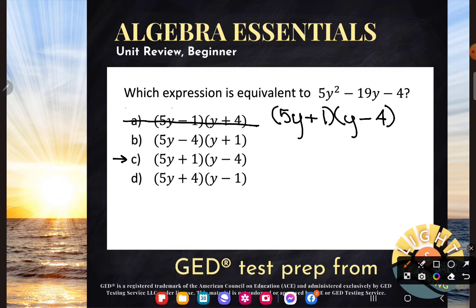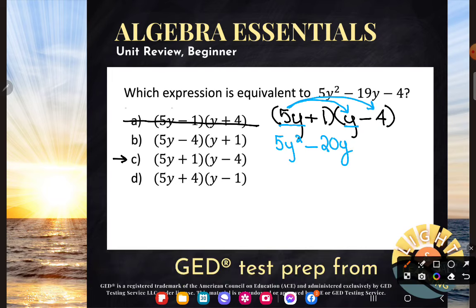So once again, we can multiply groupings if we pass out every term. So let's do 5y, the first term in the first grouping, times y, the first term in the next grouping. So 5y times y is 5y squared. And now we'll pass it out to the next term in the second grouping. So 5y times negative 4 is negative 20y.